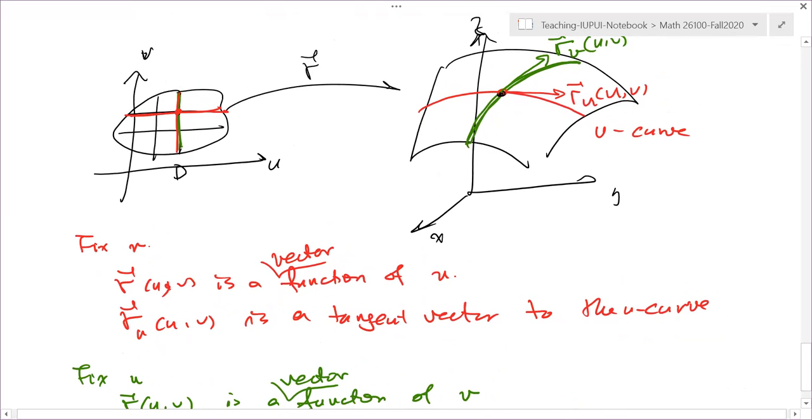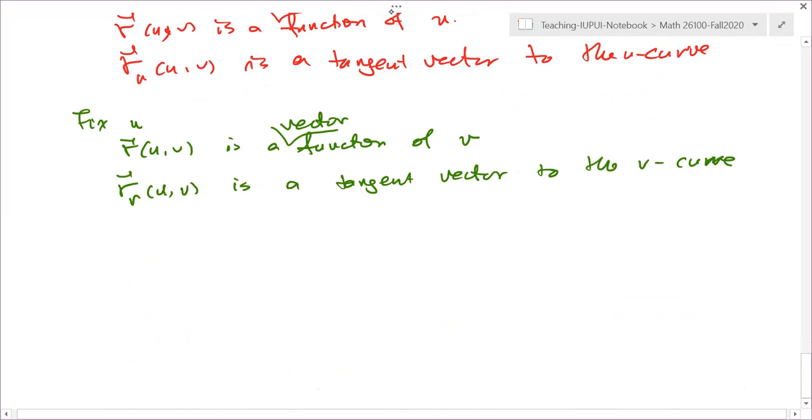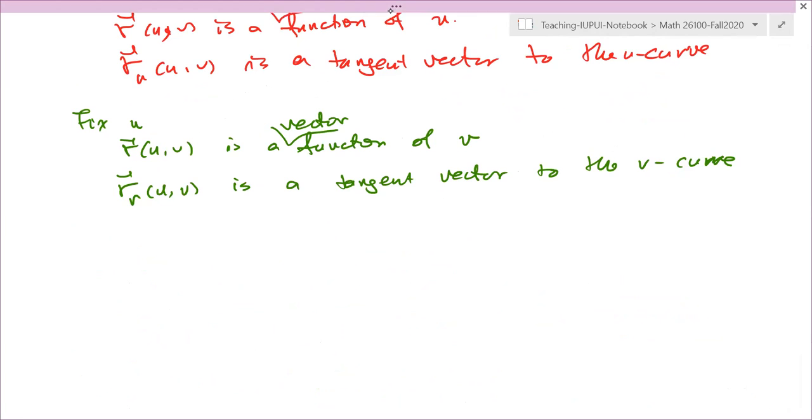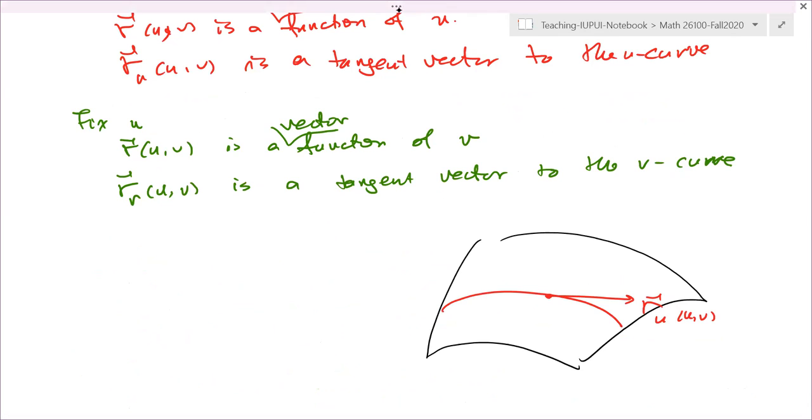Right, how do you describe the tangent plane? Let's go back to the picture here. Let me draw the picture again. So you have this curve with a tangent vector r_u, and another curve with a tangent vector r_v.